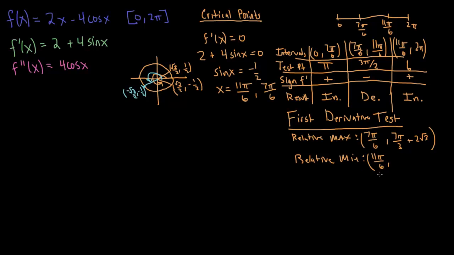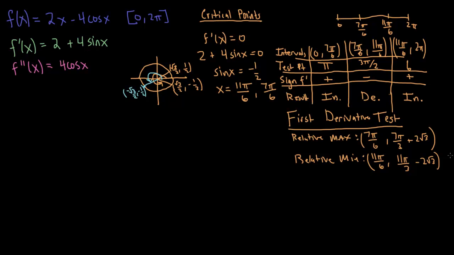Okay, so now we have minus. Okay, it was 11 pi over 3. Crisis averted. 11 pi over 3 minus 2 square roots of 3. Okay, so there are our extrema. 2 extrema on this interval. So we've done all we can do with the first derivative at this point.